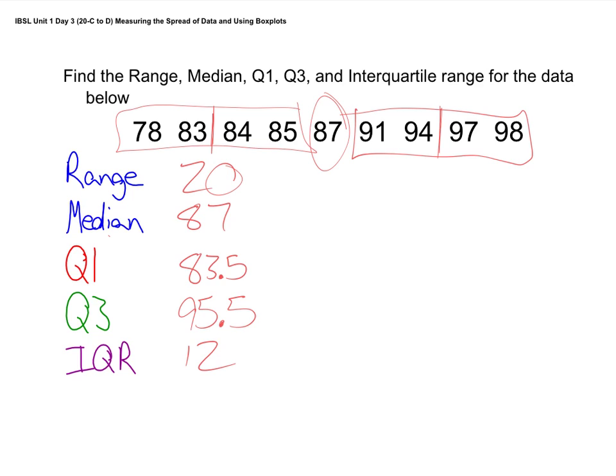Wait, how did you get 12? Someone explain. Subtract Q1 from Q3. Okay. It's the range between the quartiles. So the range between those would be 12 units.